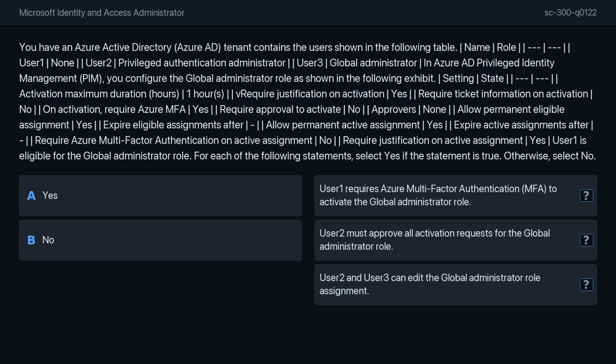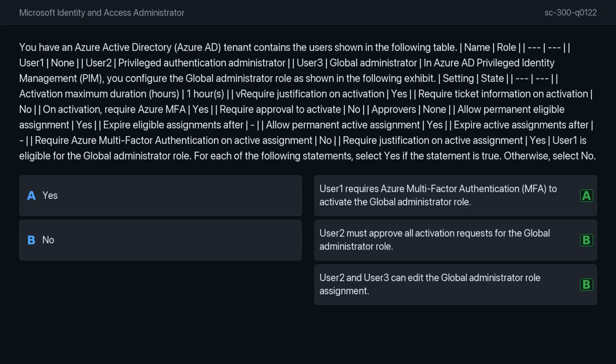User 1 is eligible for the Global Administrator role. You must evaluate 3 statements. First, User 1 requires Azure multi-factor authentication to activate the Global Administrator role. Second, User 2 must approve all activation requests for the Global Administrator role assignment. Third, User 2 and User 3 can edit the Global Administrator role assignment. For each statement, decide if the answer is yes or no.